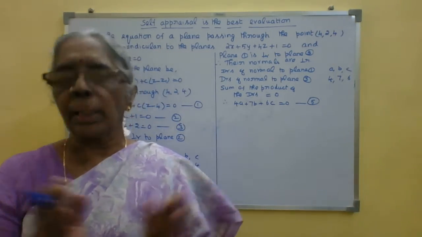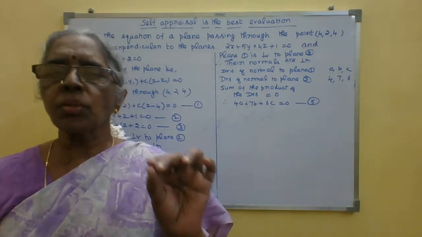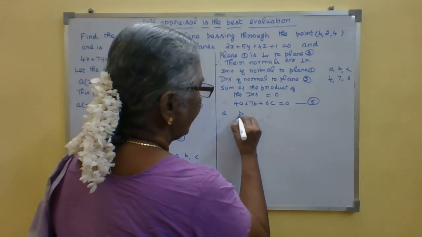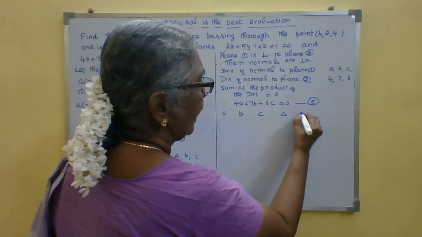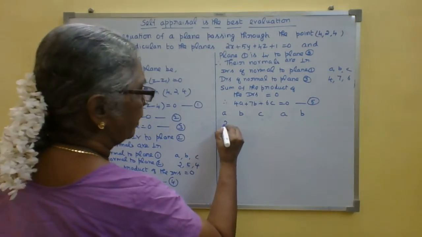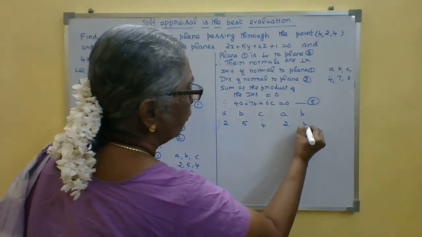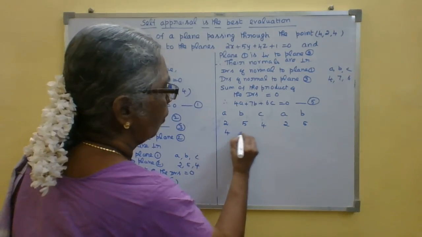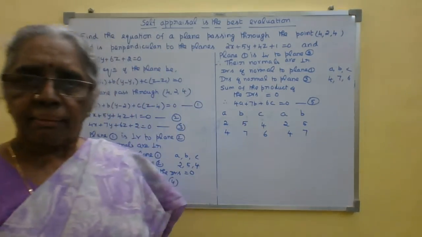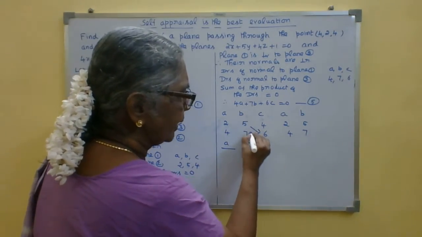You have got 2 equations. Whenever you have like this, you have to use the rule of cross multiplication. That is, you will write a, b, c, again a and b. Now come to equation 4. In that write the coefficients 2, 5, 4, 2, 5. Come to equation 5: 4, 7, 6, 4, 7. Right? Now you have to write a by, then leave that, do as a determinant.